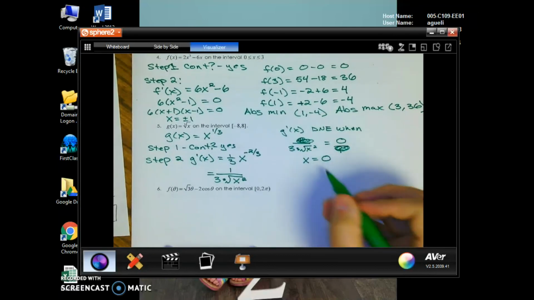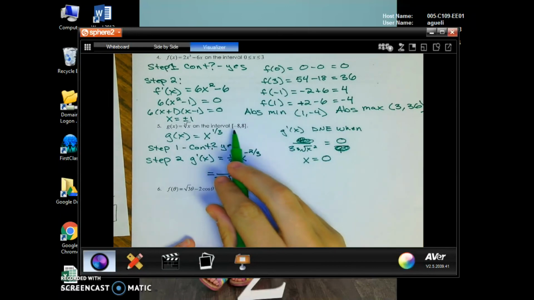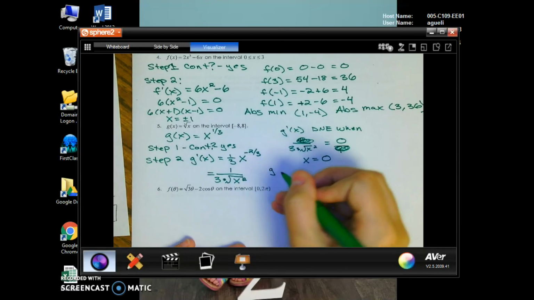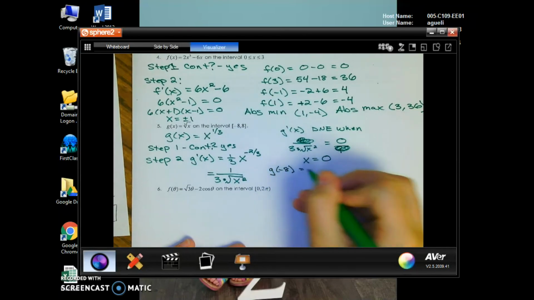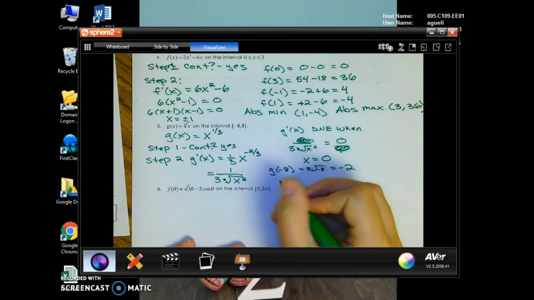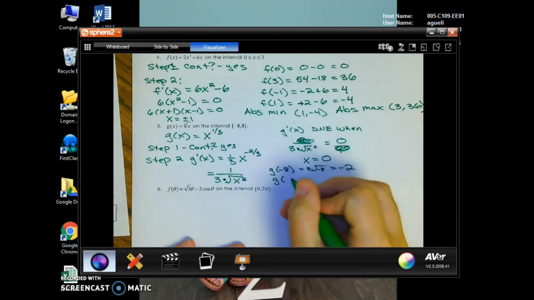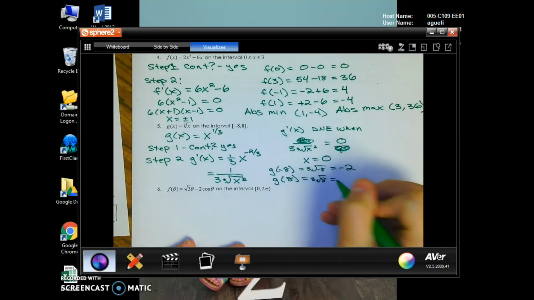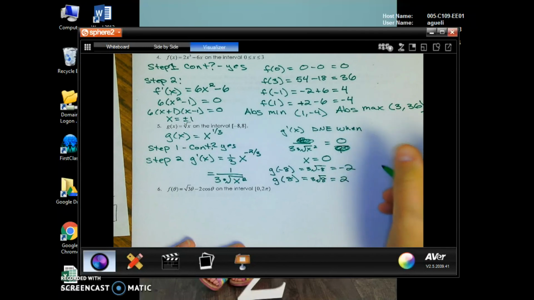I'm not done yet, though, because now I need to plug in not only the endpoints, but also this 0 into the original. So if you plug in -8, that'd be the cube root of -8. You can take the cube root of a negative, you just can't take the square root. That gives you -2. I usually do my endpoints first, just so that I don't forget about them. And the cube root of 8 is +2. And then I also take 0, plug it in there, and the cube root of 0 is 0.